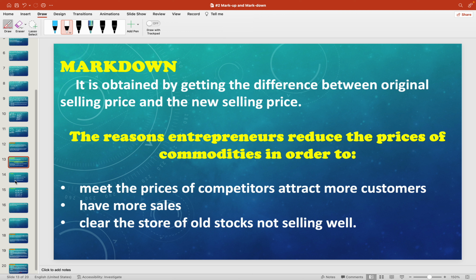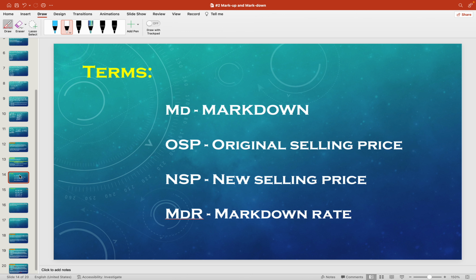So, what are the terms that we use for markdown? So, in here, we have MD, or simply the markdown. Then, we have the original selling price, which is represented as OSP. Then, we have the NSP, or the new selling price. And then, meron din tayong markdown rate, or the MDR.